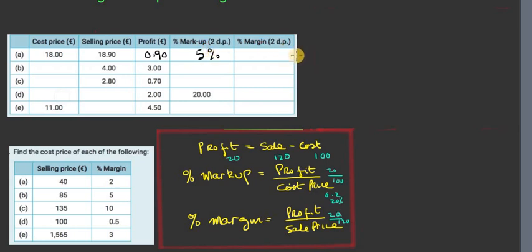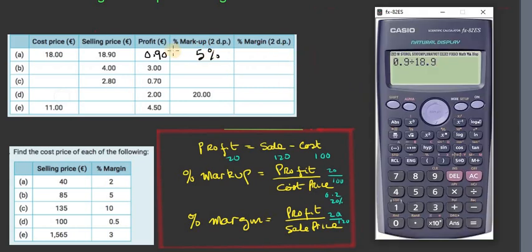To get the margin, the margin is equal to 90 cents again, 0.9 divided by 18.90. That's going to give me 1/21. Hit the SD button, it's 0.476. So multiply it by 100, and it's going to give me 4.76 to 2 decimal places, so 4.76%.